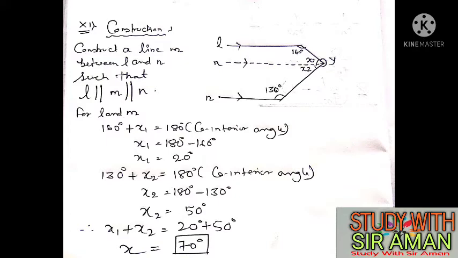Now check last two lines M and N. 130 and X2. What is the relation? Both are co-interior angles. So 130 plus X2 equal to 180, co-interior angle. X2 equal to 180 minus 130. Therefore X2 equal to 50 degree. Now what do we need? We need X total angle. So we will add X1 and X2. X will come. So 20 plus 50 is equal to 70.